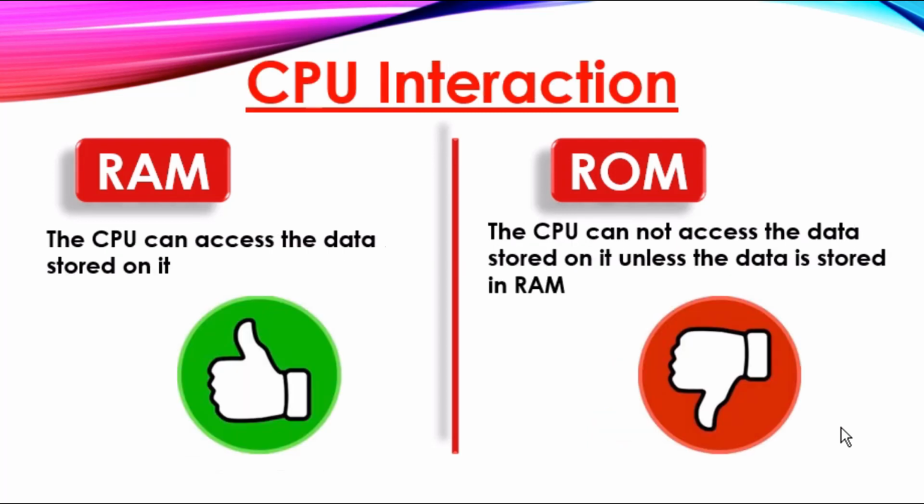On to the fifth difference. It is based on the CPU interaction. The RAM is the memory unit that directly communicates with the CPU. Therefore, the CPU can access data stored on it randomly. While for the ROM, the CPU cannot access data stored on it unless the data is first stored or transferred to the RAM. That is when the data could be accessed.